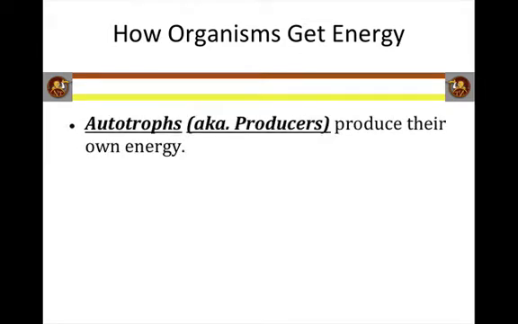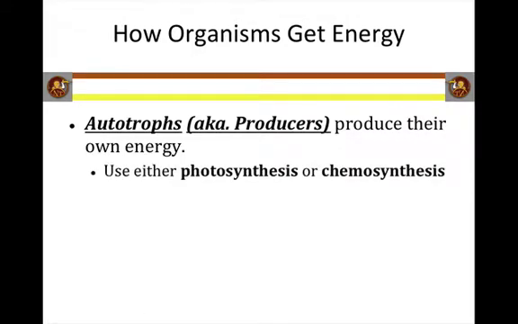We have two types: autotrophs, also known as producers, who produce their own energy. Autotrophs can do this using either photosynthesis or chemosynthesis. Autotrophs, producers, are plants, since we know that plants do photosynthesis.